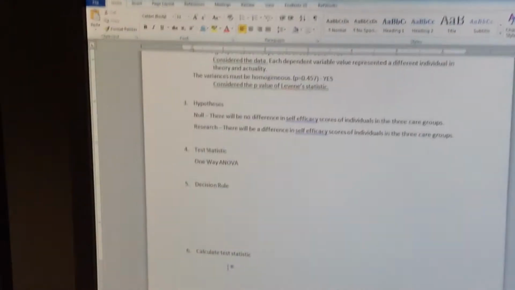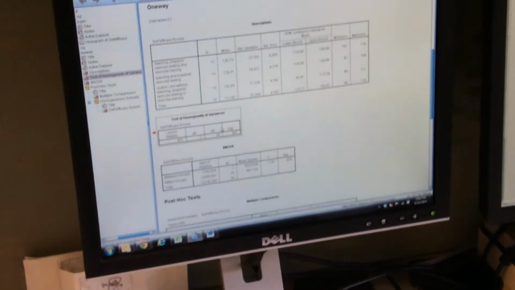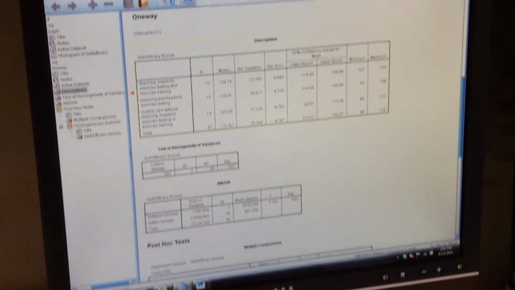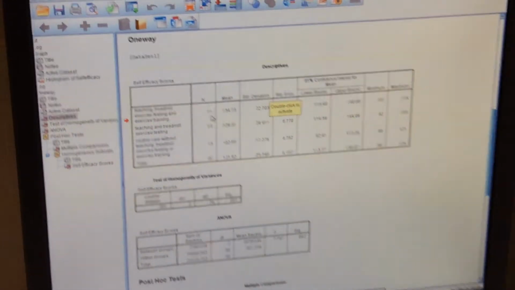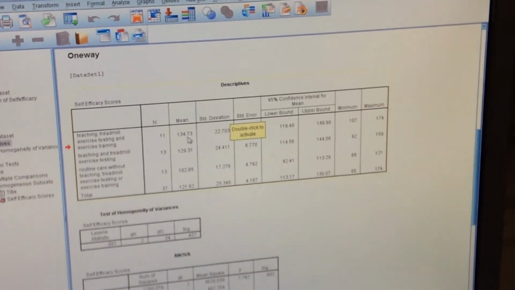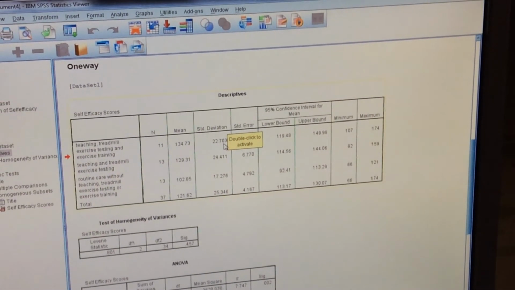So we're ready to calculate our test statistic. So in order to do that, we've already run our analysis. So I'm going to describe the output a little bit for you since we've only talked about this part of the output. And then we'll go back over and put the information in. So to look here, this is our descriptives for our entire sample. It's telling us we had 11 individuals in our first group, and they had a self-efficacy group mean of 134.73 and a standard deviation of 22.703.